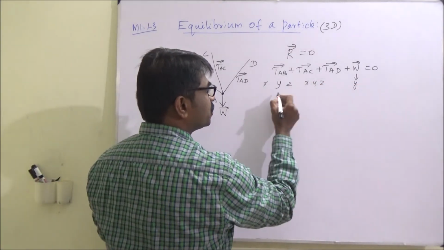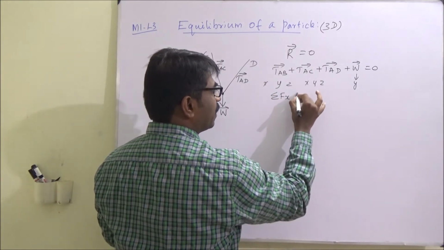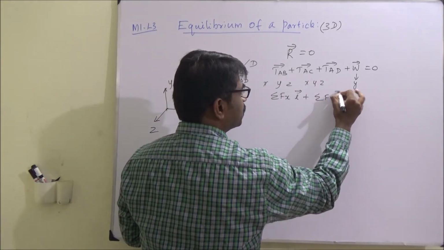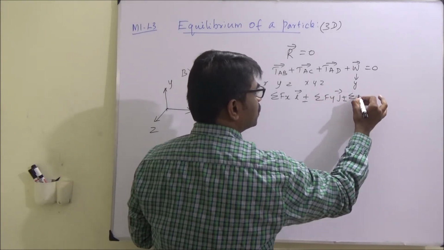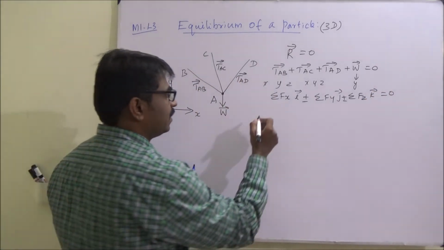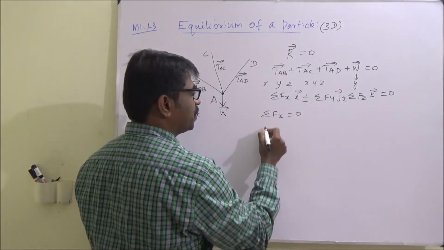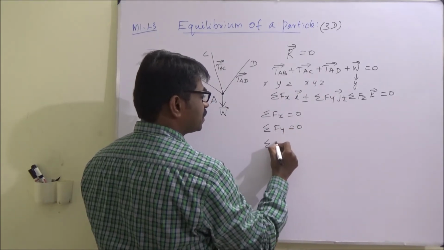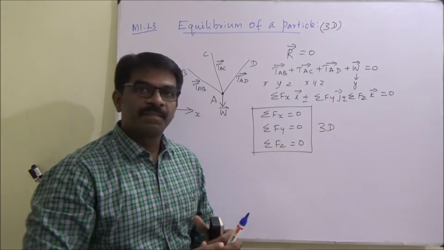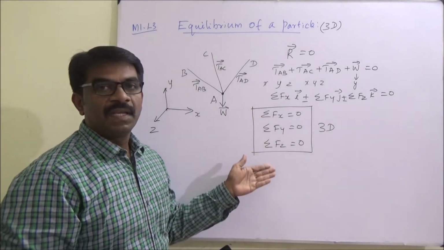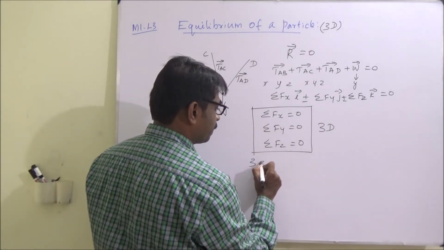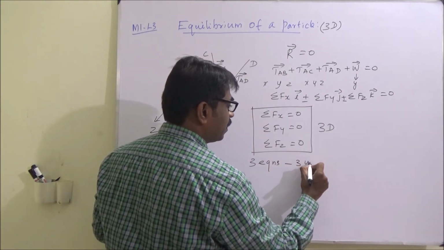So all go to 0. Summation of fx i vector plus or minus, we do not know, summation of fy j vector, plus or minus, summation of fz k vector equals 0. Obviously, summation of fx has to go to 0, summation of fy has to go to 0, summation of fz is 0. Now, for a 3-dimensional problem, we have 3 equations. Obviously, we will be able to find 3 unknowns. So 3 equations, 3 unknowns.